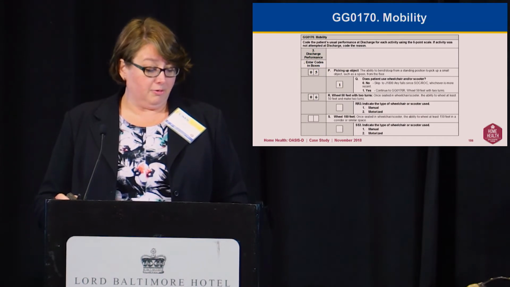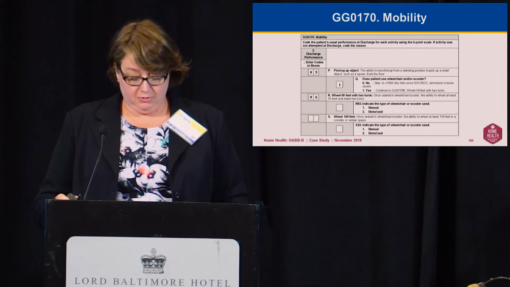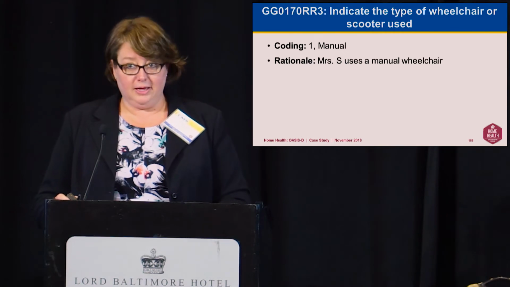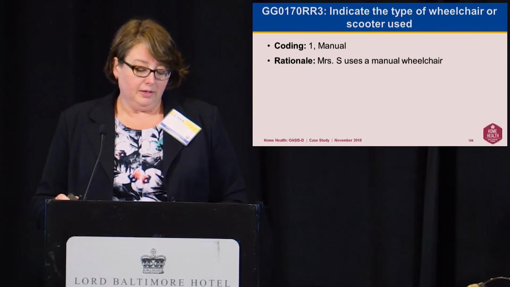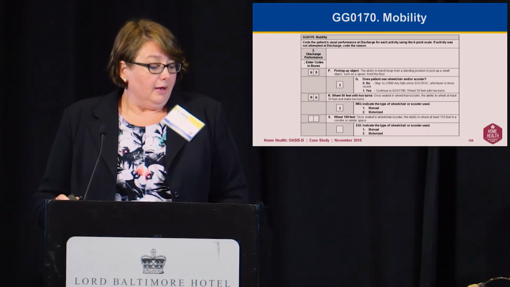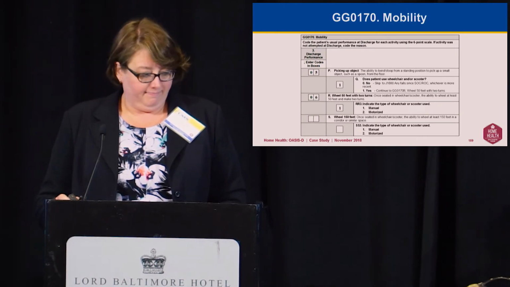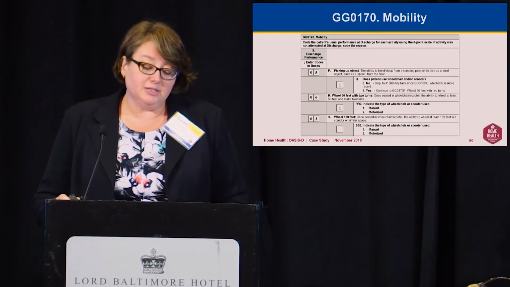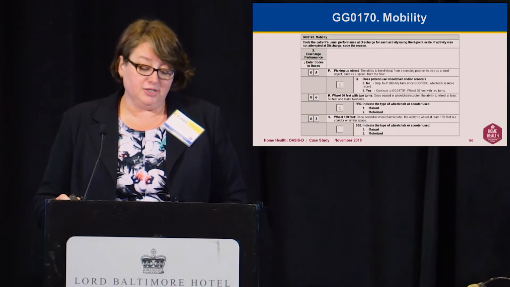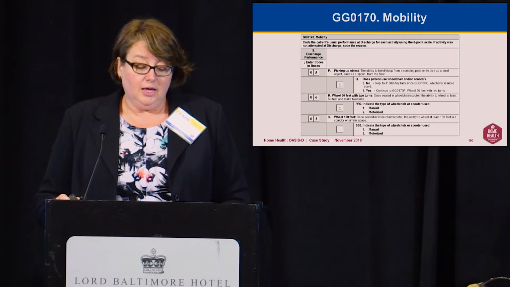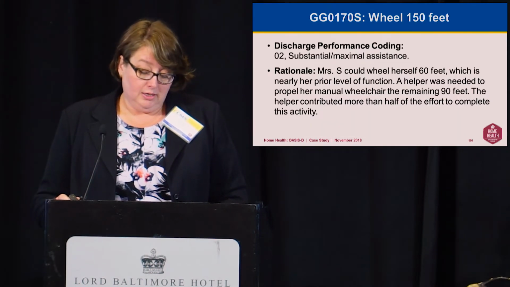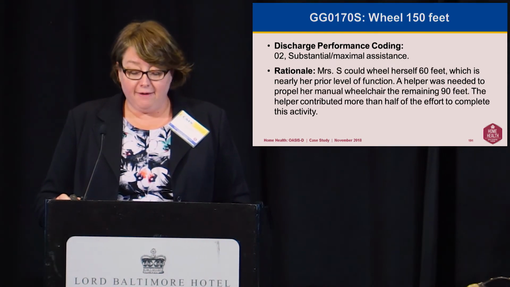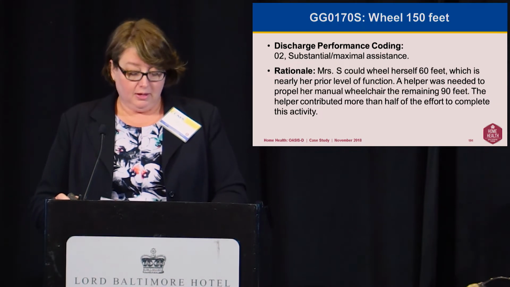Okay, and we'll look at RR3, the type of wheelchair and or scooter used. 1, yes, and again, Mrs. S used that manual wheelchair, right? What about wheeling 150 feet? So actually 02 would be the correct answer. Mrs. S could wheel herself 60 feet, which is nearly her prior level of function. A helper was needed to propel her manual wheelchair the remaining 90 feet. The helper contributed more than half of the effort to complete this activity.